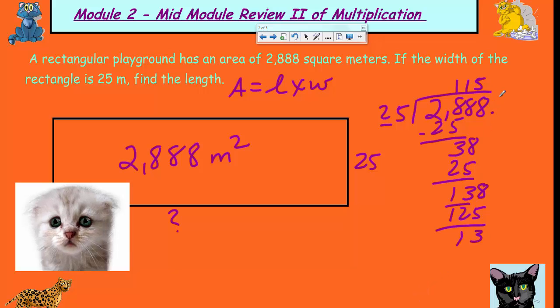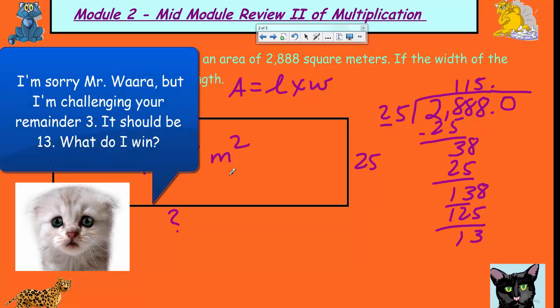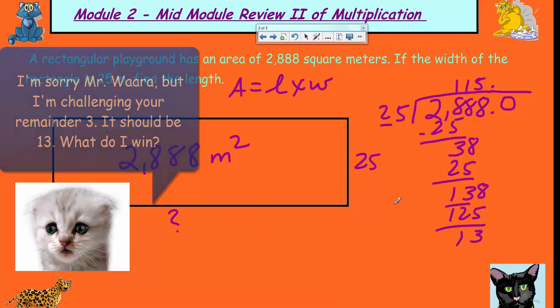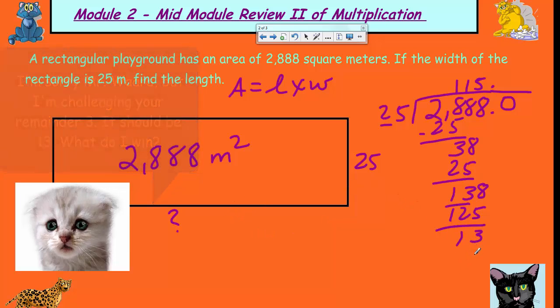Now I'm going to go ahead and put my decimal here because I need to continue on. I can't just put remainder now because I need to find what the length actually is. I can't put 115 remainder 13. That's not accurate, we need a decimal. So, knowing that, I'm going to go ahead and drop down that 0. And now it's going to go in there again. Look at that, 125, so it's going to go in there 5 times. And that's going to be 125.